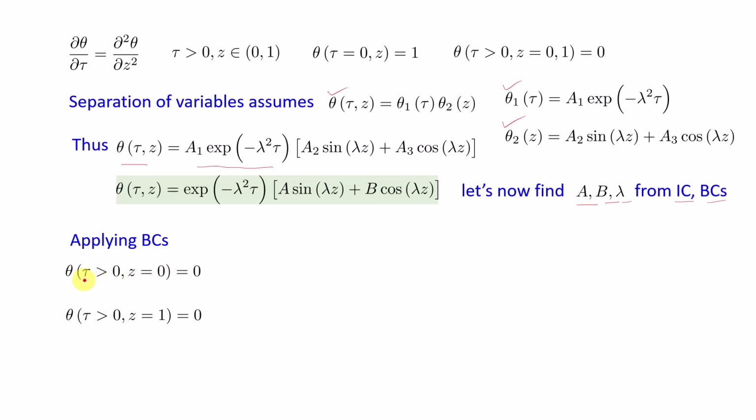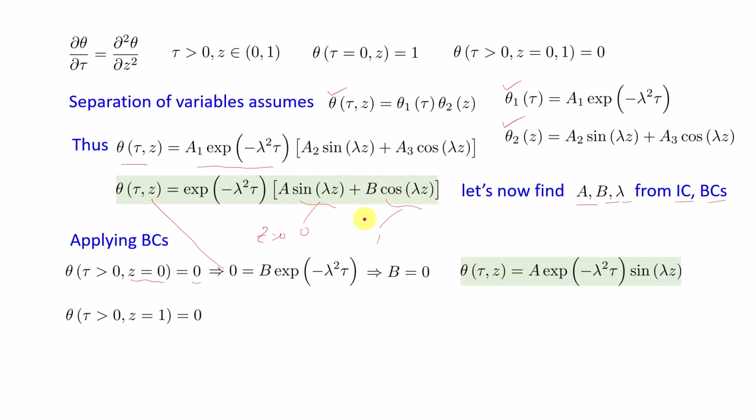So first boundary condition is that z equals 0, theta is 0. This is my expression of theta. This is 0. My z equals 0, so in the exponential term nothing happens. Z equals 0 gives sine as 0 and cos as 1. That means this is 0, so a goes out, only b remains. Cos lambda z is 1. So b exponential minus lambda square tau is 0. This can only happen with b equals 0. Therefore, we have simplified the problem.